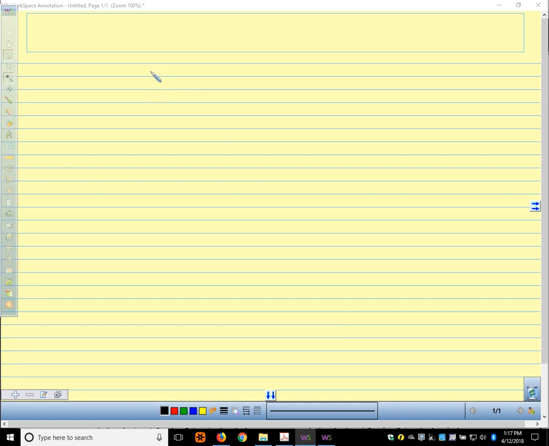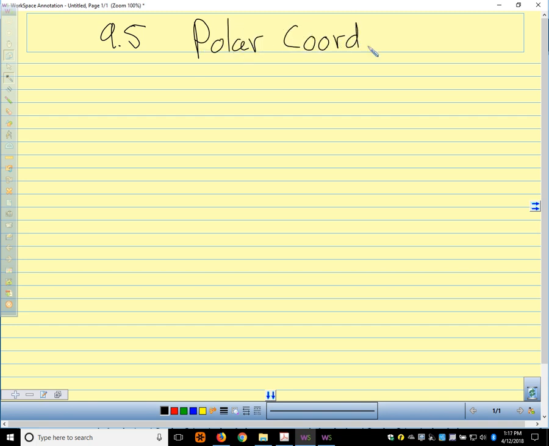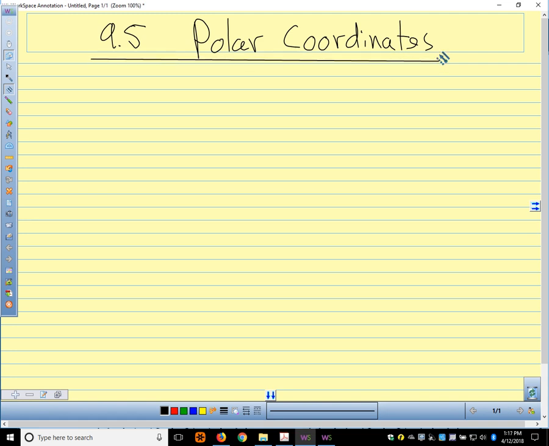All right, so we're in section 9.5 today. And we'll talk about our first new coordinate system. Often it will be desirable, for one reason or another, not to use rectangular coordinates, x and y, not to use things that are based on right angles. And polar coordinates are one way that we can do that.